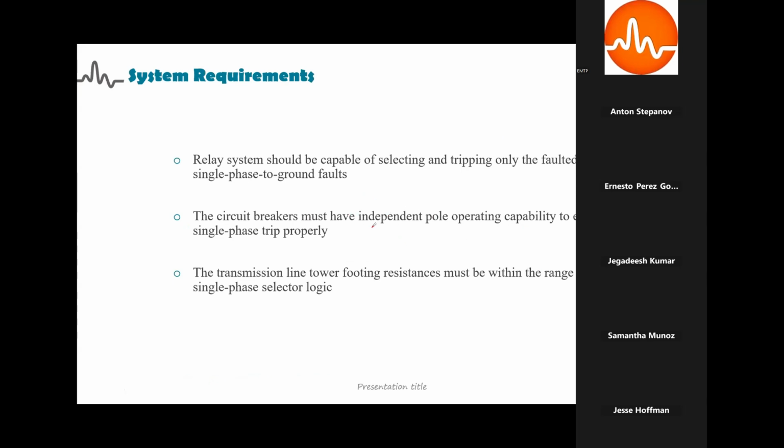And also the circuit breaker should have independent pole operation. Mostly in EHV and UHV we don't have a problem, as we always have single pole switchable breakers. And the most important thing is the tower footing resistance of these lines should be within the range of the relay logic selection. Otherwise, we will not be able to differentiate a single line to ground fault, or we cannot sense the single line to ground fault for high tower footing resistance. So that's very crucial here.